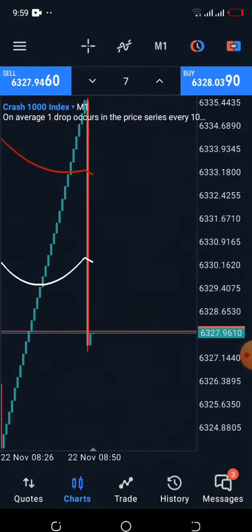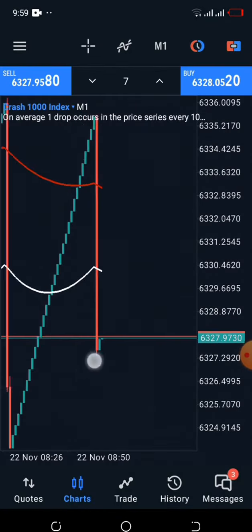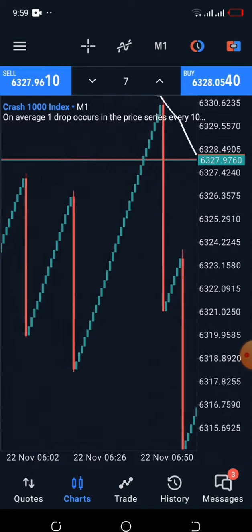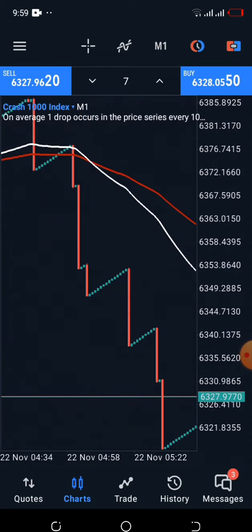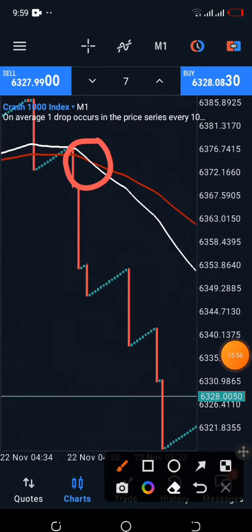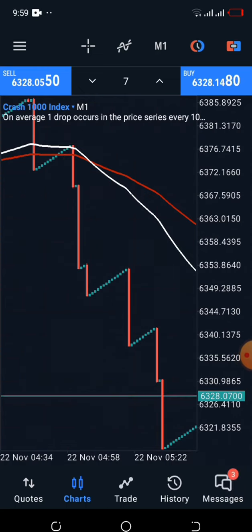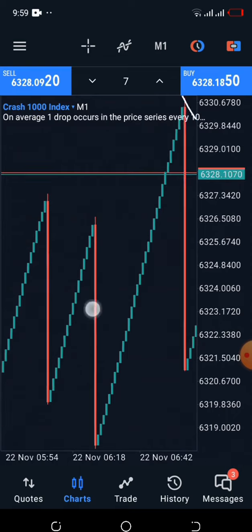For crash 1000, the same condition applies. Since the spike is towards the downside, we'll be looking at when this is crossing to the downside, and then our entry will not be on the white, our entry will be on the red indicator. Do you understand? That's the difference for this. Don't make the mistake. Our entry will be on what? On the red indicator.